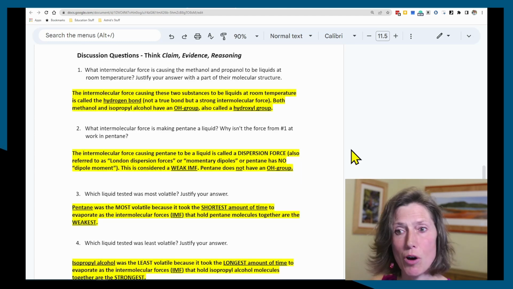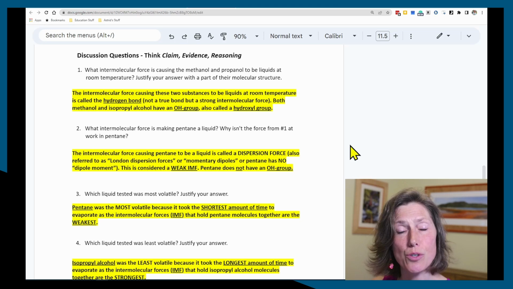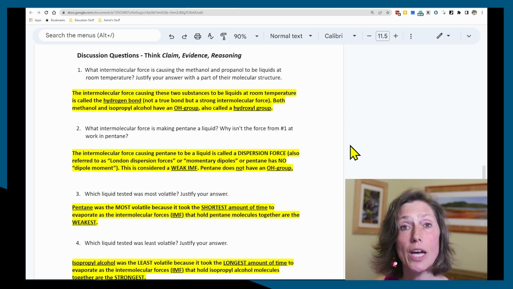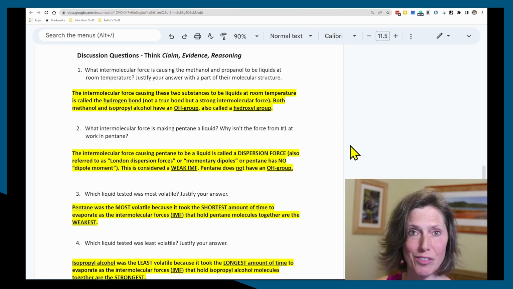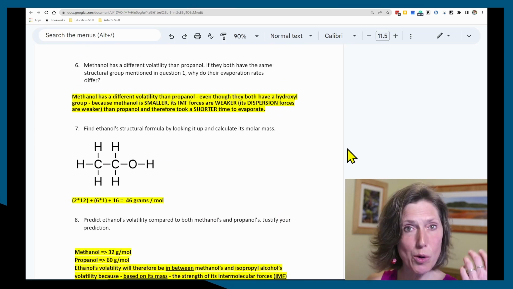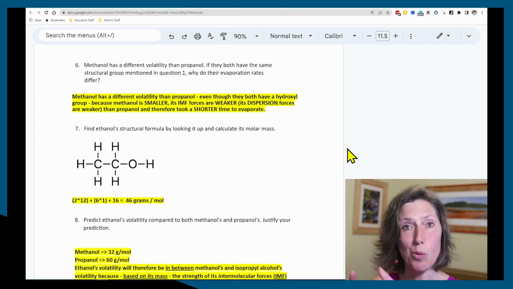Next, this lab involves about 8 discussion questions that help them get to a claim evidence reasoning statement. So these are some very important questions. You're seeing here already the answers to these questions, and they're also incorporating in their answer the data that they've actually gotten. Because they only tested methanol and isopropyl alcohol, one of these questions is really key because it allows them to make a prediction.